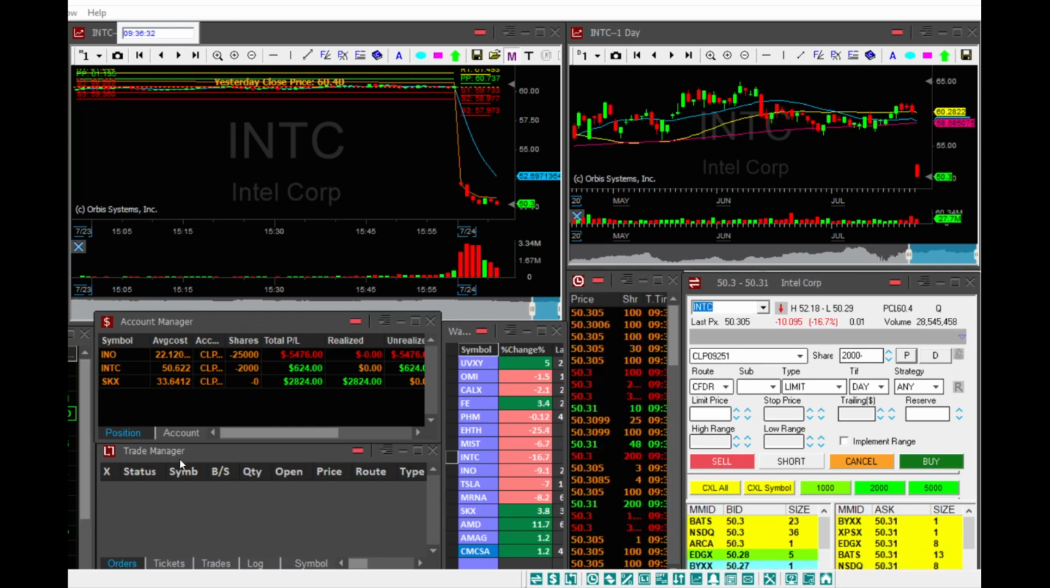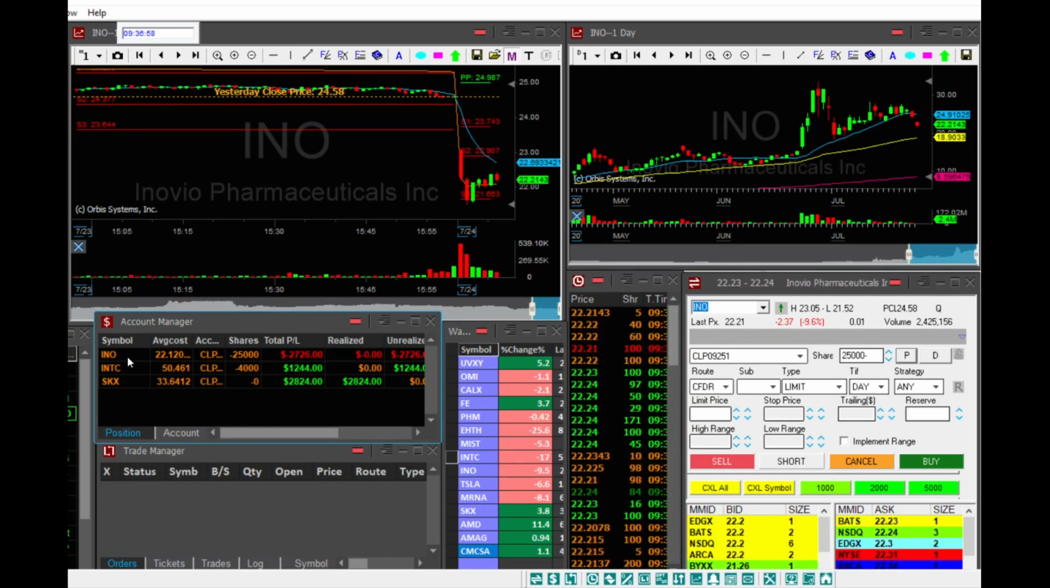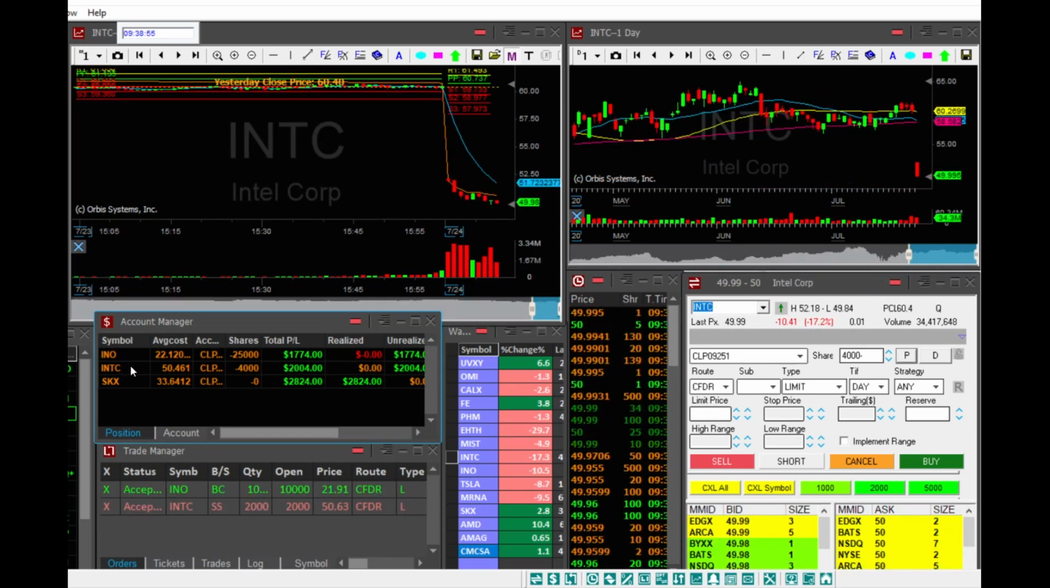INTC, it will test the day's lows at 50.29. Actually, I want to add here, anticipating the break, and here it is. We broke day's lows, 4,000 shares, my total size.